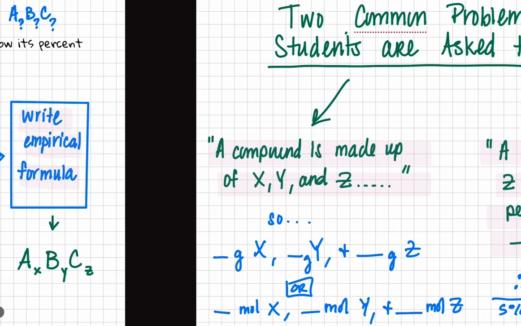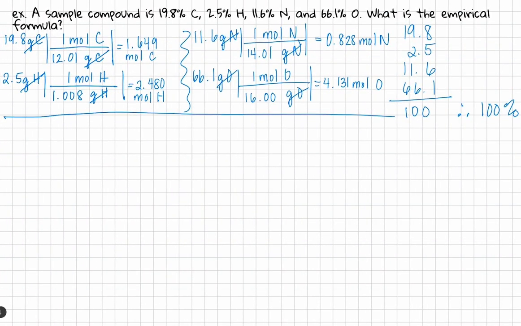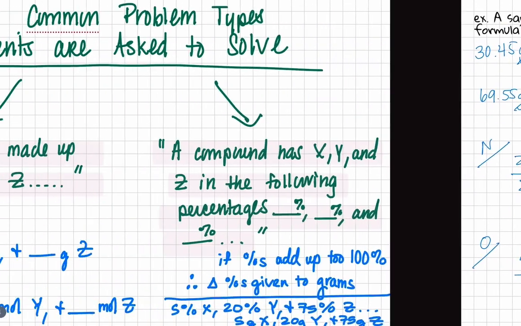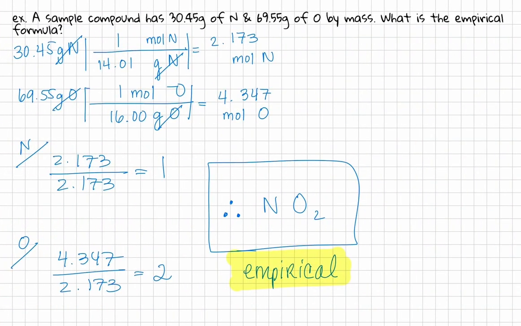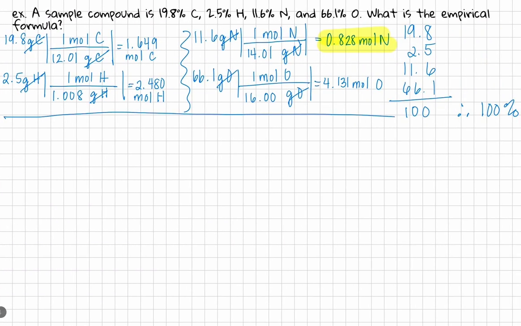So according to the scheme that I have, we're going from grams to mole. Now we go from mole to dividing each mole amount by the smallest mole calculated. The smallest mole calculated is, we have 1.64, 2.48, 0.828. This is the smallest one, so I'm going to highlight that. In the last problem, this one was the smallest one too, nitrogen. Okay, so now I'm going to do carbon.